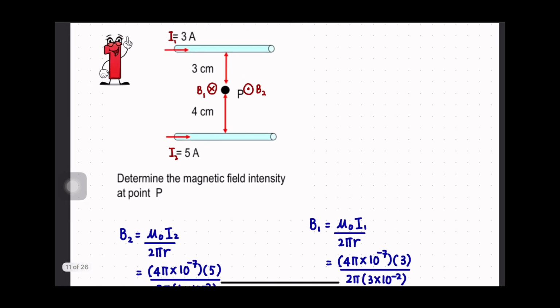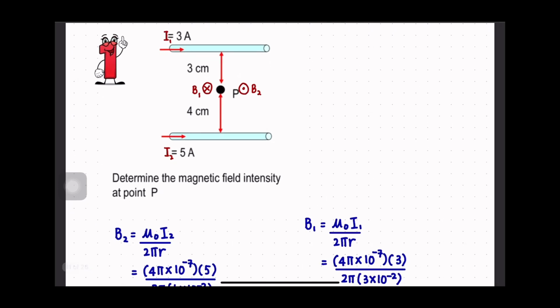Okay, let's try this. For example, we have two conductor wires, I1 and I2. They are separated by 3 cm and 4 cm respectively. So the question asks you to determine the magnetic field intensity at point P. So when the question asks you about the magnetic field intensity at point P, it means include magnitude and direction. Sebab magnetic field tu adalah vektor, jadi walaupun tak sebut magnitude or direction, you kena faham lah yang you kena cari dua-dua. Okay, so first you kena buat dulu direction of right hand grip rule.